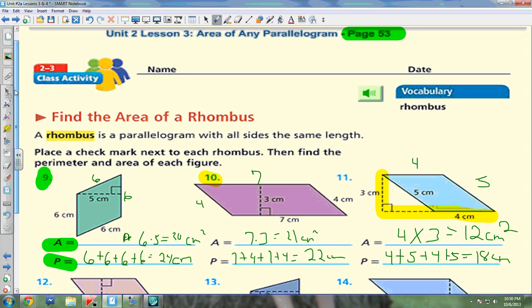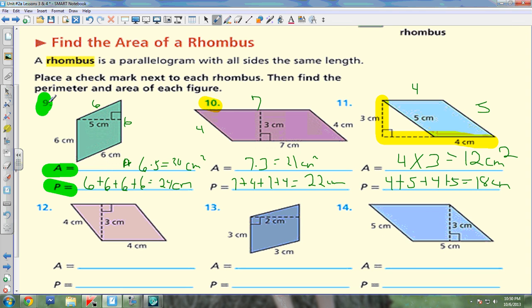Okay, so let's look at number 9 here. You have a rhombus. Opposite sides are all equal, so 6, 6, 6, and 6. Formula still base times height, so it's going to be A equals 6 times 5, which is 30 centimeters. Now, walking around the shape to find the perimeter, you'd have 6 plus 6 plus 6 plus 6. Or you have 4 times the sides, because you have 4 sides, so it would be 4 times 6, which would be 24 centimeters as well.